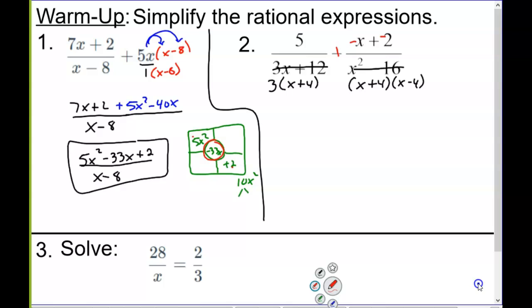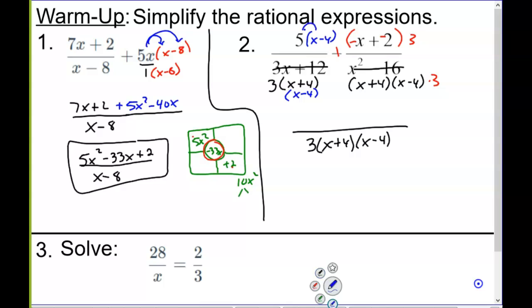So now we just got to play that game of I need common denominators. Well, the first denominator has a 3, the second one doesn't. So I'm going to multiply the top and bottom of the second one by 3. The first denominator doesn't have an x minus 4 in it, but the second one does. So I'm going to multiply the first fraction by x minus 4, top and bottom. Now, you can see, even though it's written in a different order, each denominator has the exact same factors. Now my denominators are exactly the same.